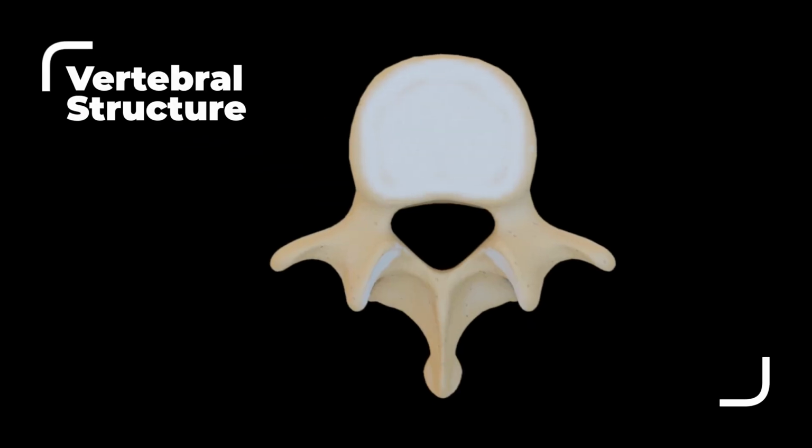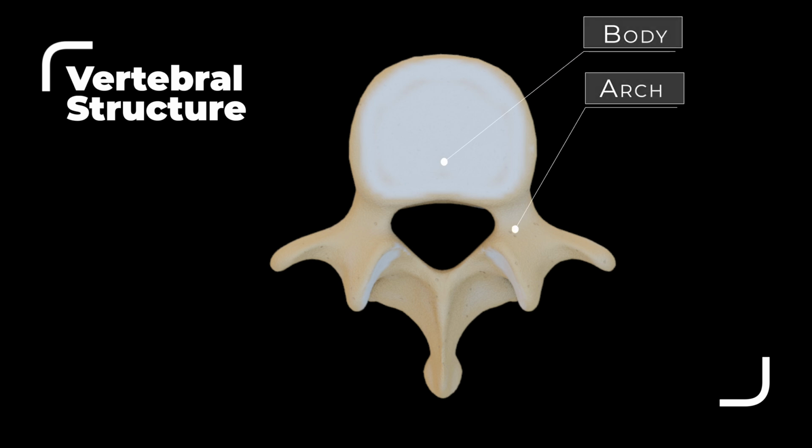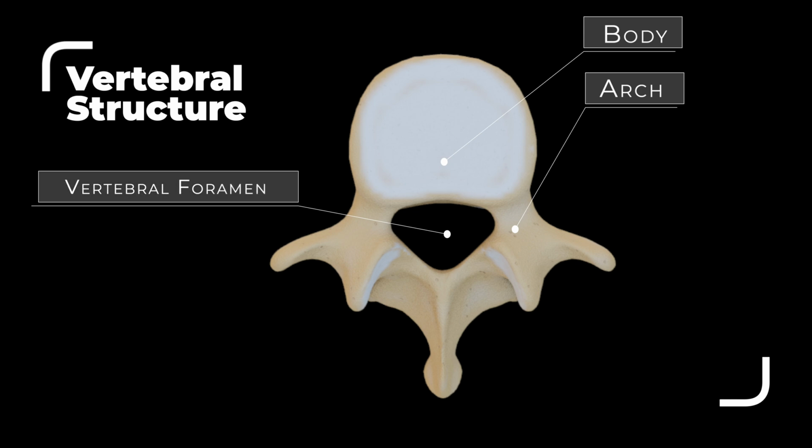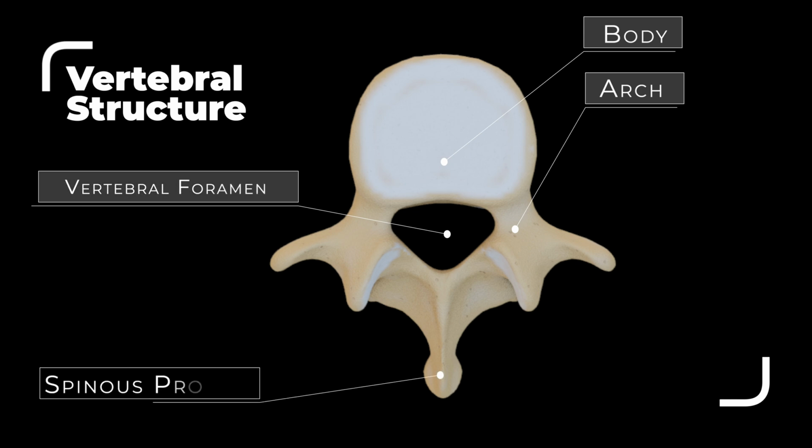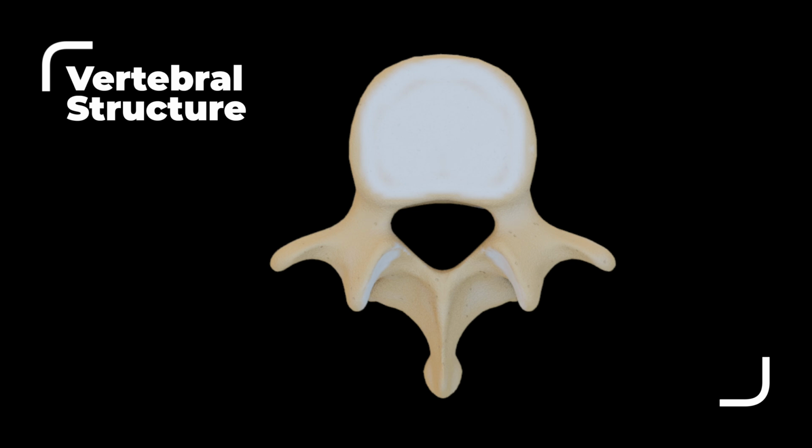Each vertebra has a cylindrical body that bears weight, a vertebral arch that surrounds a central opening called the vertebral foramen where the spinal cord passes through, several processes that serve as attachment sites for muscles or ligaments, and 2 intervertebral notches that form intervertebral foramina where spinal nerves exit.